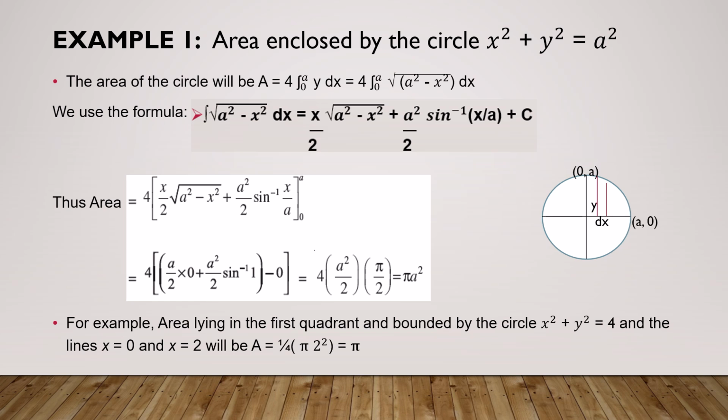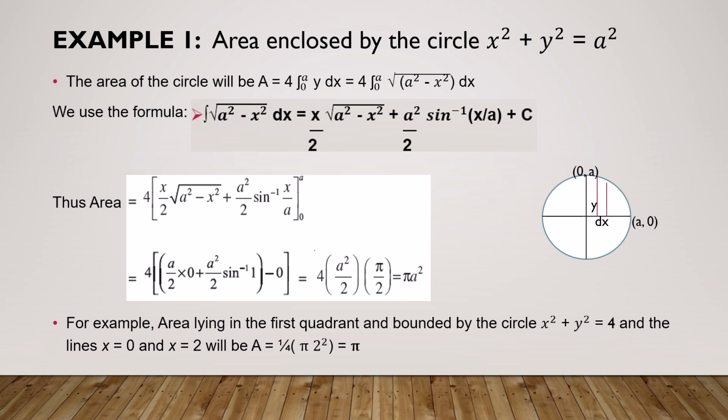So when you put the value of x as 0, it will be 0. When you put the value of x as a, it will be a by 2 into 0 plus a square by 2 sin inverse of 1. But what is sin inverse of 1? Pi by 2, because sin pi by 2 is 1. So when you simplify it, you get pi a square.